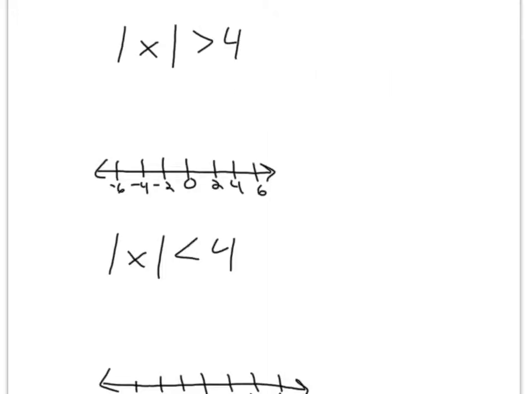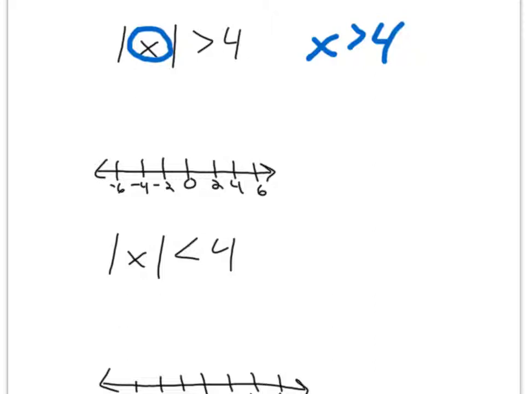Okay, so we're going to solve and graph these. So, absolute value of x is greater than 4. Okay? Well, if the absolute value of x is greater than 4, we have to know numbers that will go in here that will have an absolute value greater than 4. Well, we know that 4 has an absolute value of 4. So numbers bigger than 4 are going to give us an absolute value higher than 4. So like 5 has an absolute value of 5. That's bigger than 4. But we also know negative 4 has an absolute value of 4.